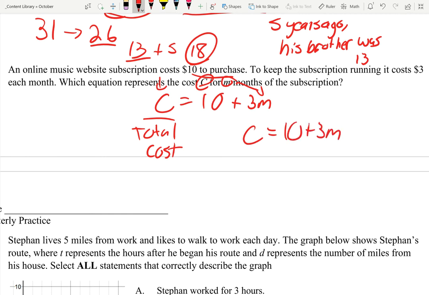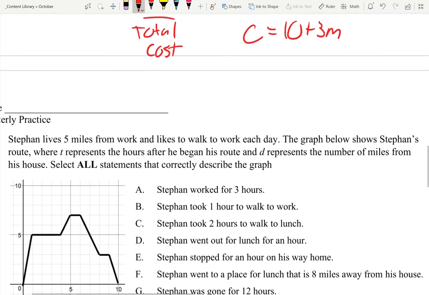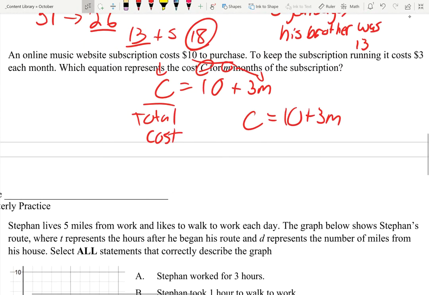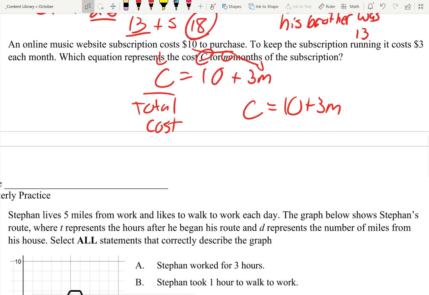There's your expression. A little more straightforward than you would think. So don't overthink that problem. I think a lot of times students just tend to overthink it and get it wrong for that reason. But there it is. And I used C and M because those are the letters they told me to use in the problem. They said let cost equal C, and let M be months.